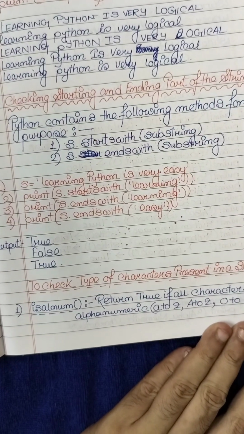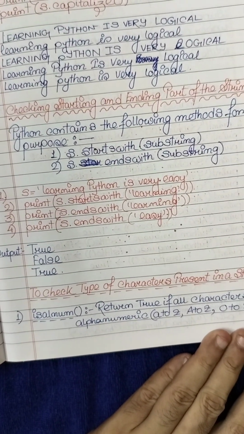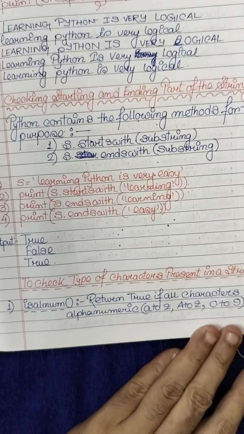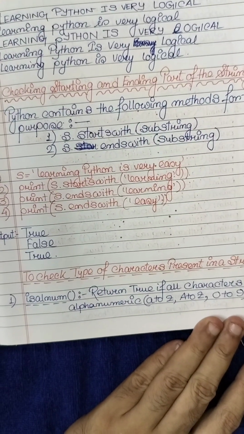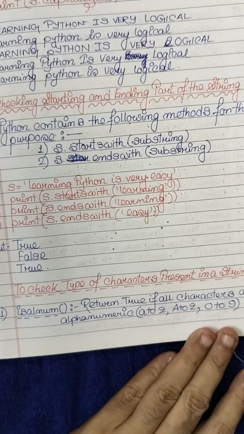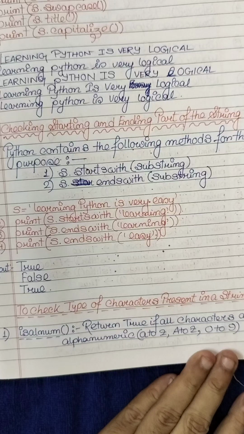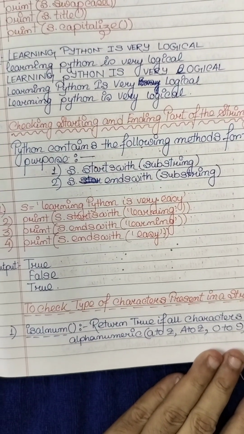Okay. Print S dot endswith learning. It will be False, because learning is present at the beginning of the string, not at the end of the string. And the next one, print S dot endswith easy. Yes, it will be True, because easy is present at the end of the string.